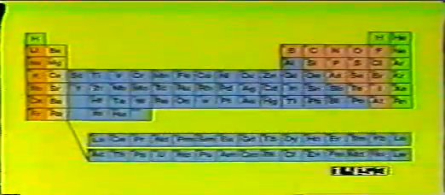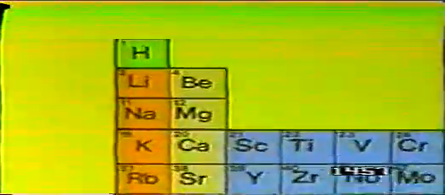Now, how does this model explain the workings of the periodic table? Remember, the elements in the table are arranged in order of atomic number. Consider hydrogen. Because hydrogen is element number 1, its atomic number is 1, so it has 1 proton in its nucleus. And that means it has 1 electron to balance that charge.